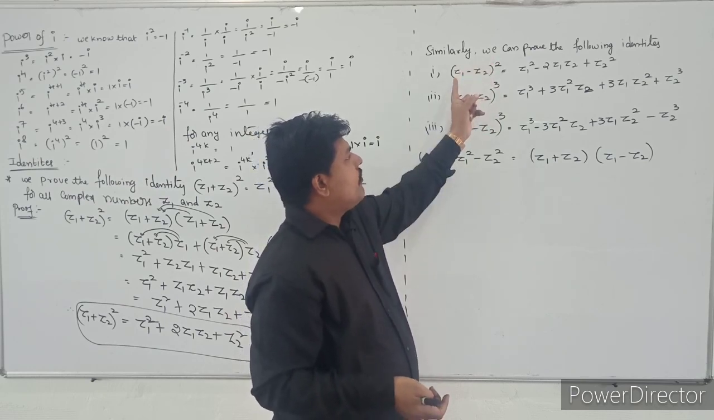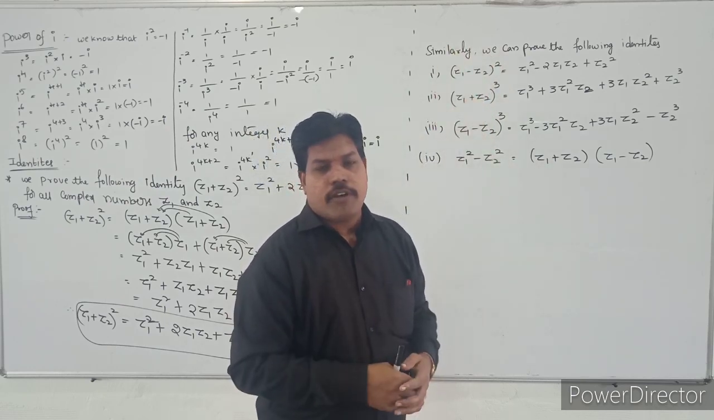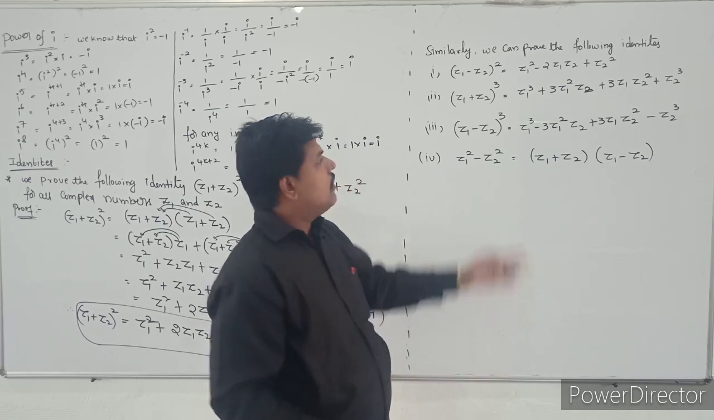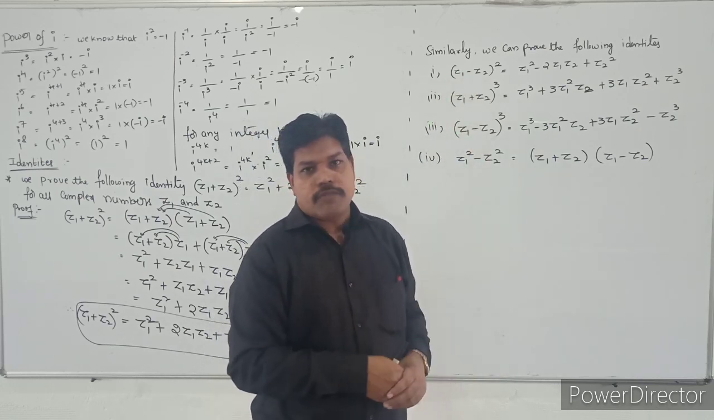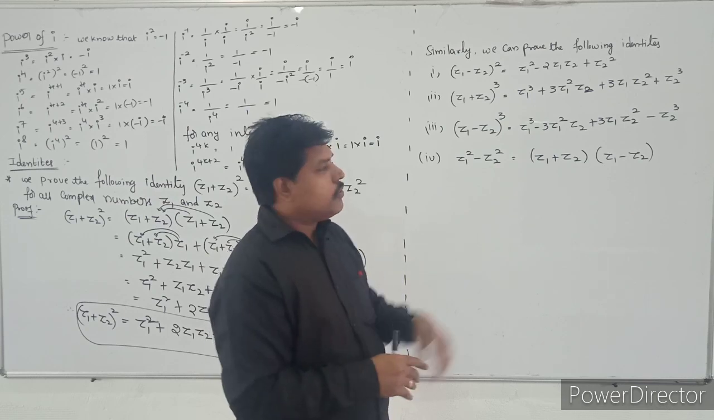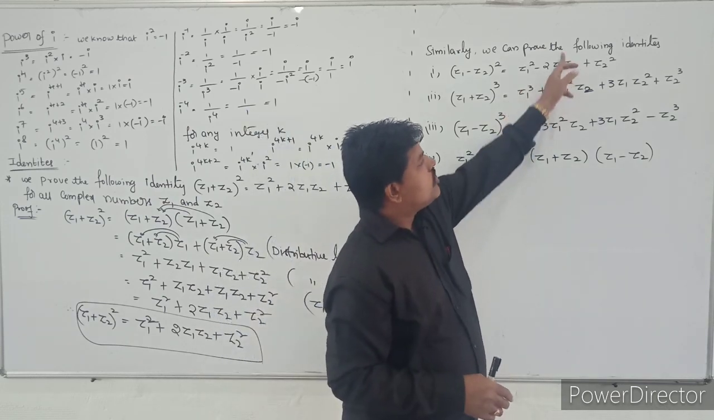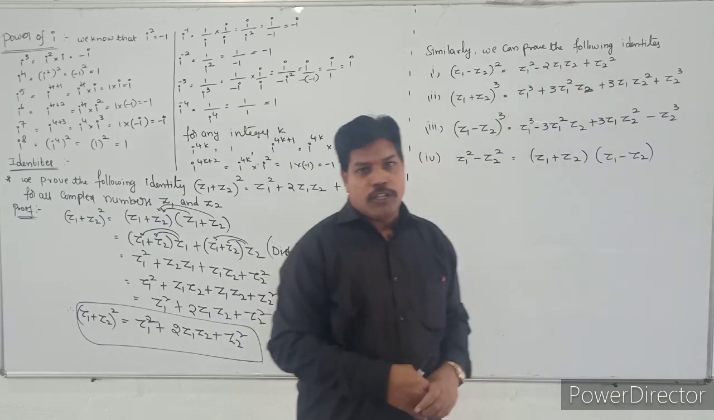Now it is in the form of (a minus b) whole square. What is the (a minus b) whole square formula? It is a square minus 2ab plus b square. So Z1 and Z2 are complex numbers. For all complex numbers, we can prove that (Z1 minus Z2) whole square is Z1 square minus 2 Z1 Z2 plus Z2 whole square.